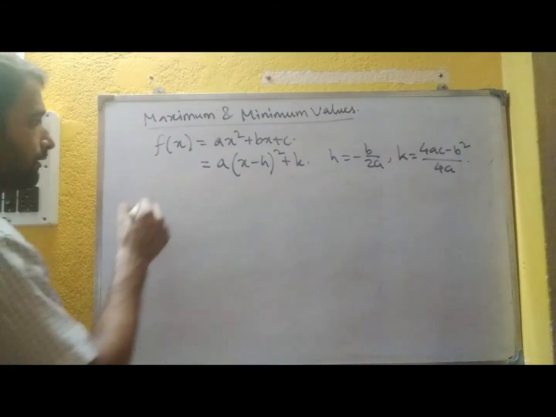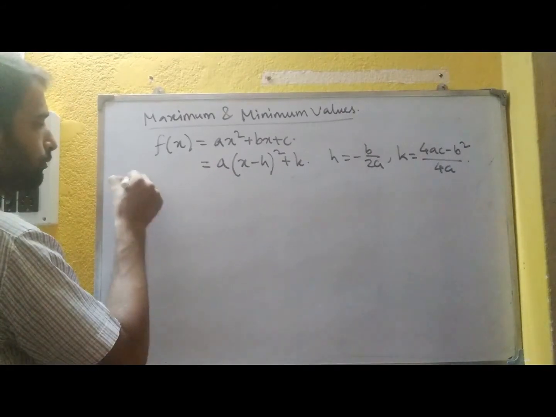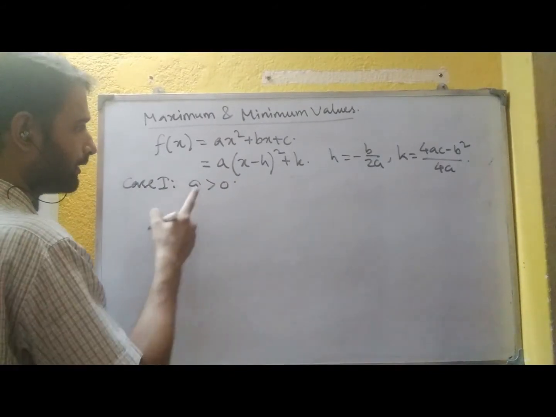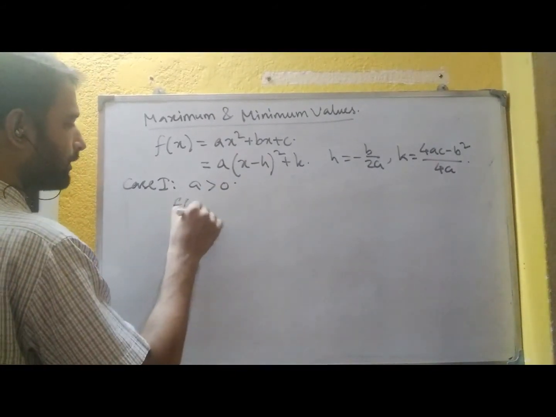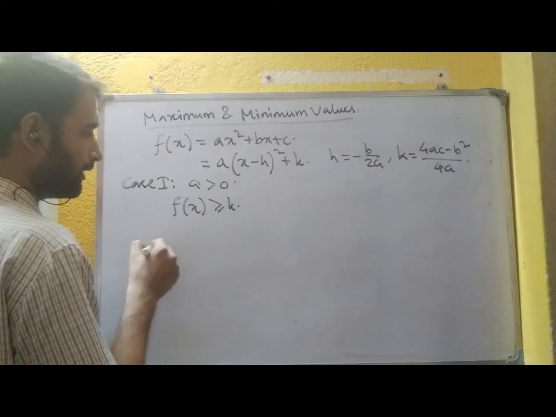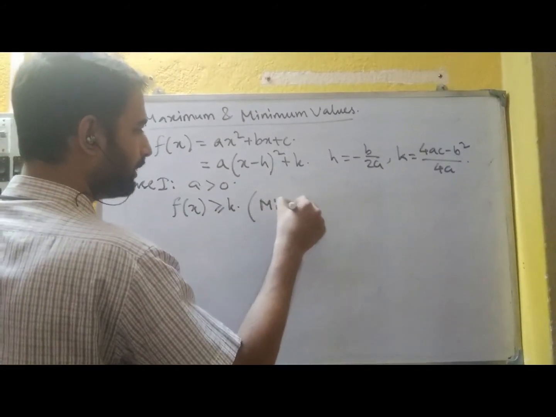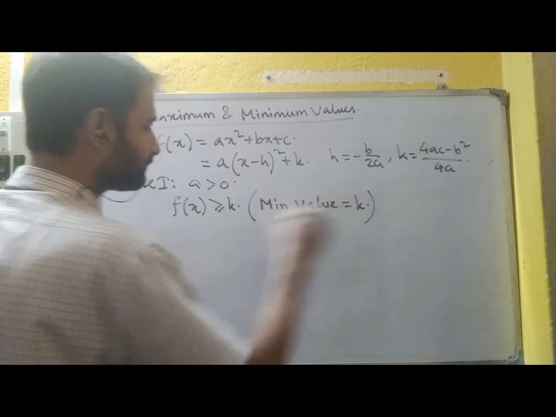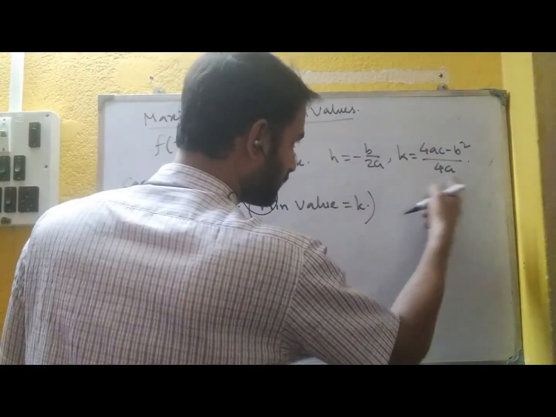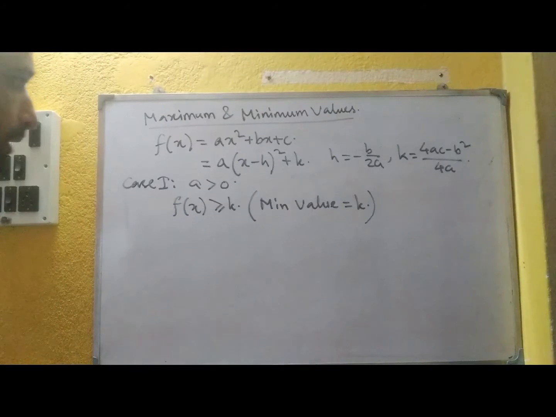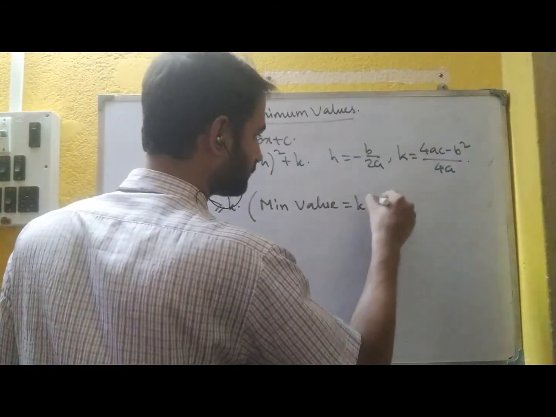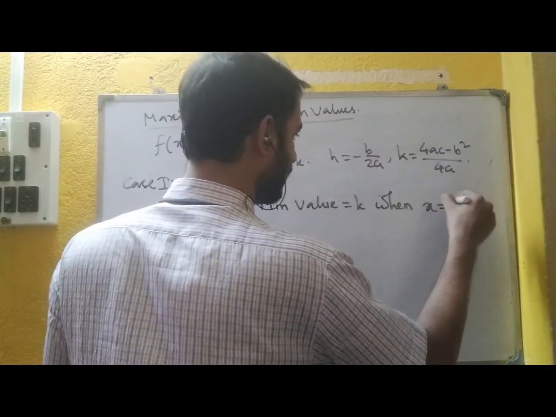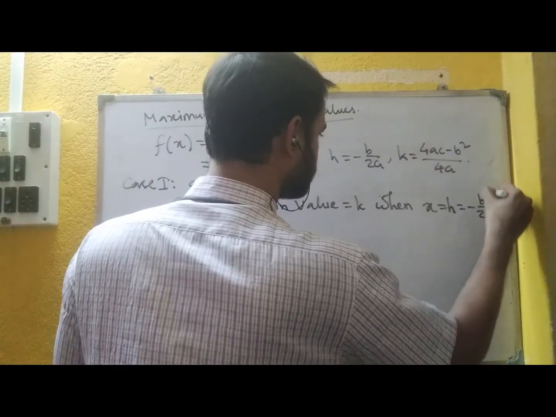With these two values, we can make two cases. Case 1 is a is greater than 0. In this case, we can see that f(x) will always be greater than or equal to k. So in this case, we say that the minimum value we are obtaining for the expression is k. So basically (4ac minus b square) by 4a is the minimum value of the expression, and it will be obtained when x equals h, that is minus b by 2a.